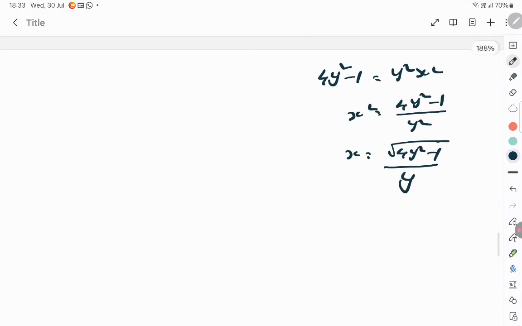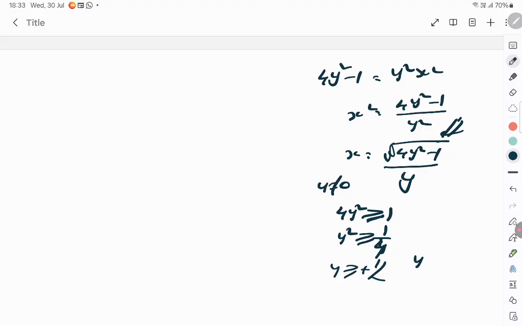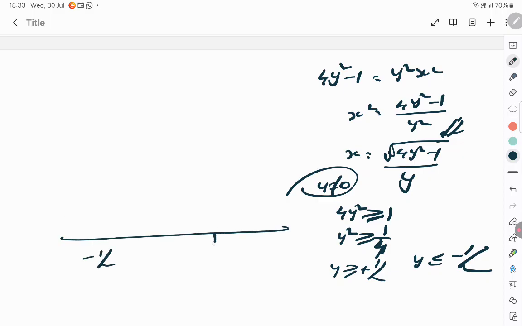This sum is going to get complicated. y cannot be 0 and the root cannot be negative. So 4y square has to be greater than or equal to 1, because it's a numerator, I can put the equal to symbol. y square is greater than or equal to 1 by 4. y is greater than or equal to plus 1 by 2, and y is lesser than or equal to minus 1 by 2. You also know y cannot be 0. Put it on the number line, a minus 1 by 2 and a plus 1 by 2. Okay, y has to be greater than or equal to plus 1 by 2. Fill till infinity.